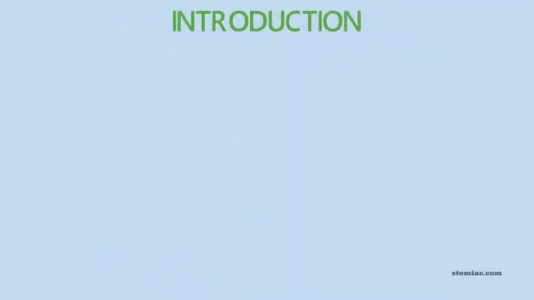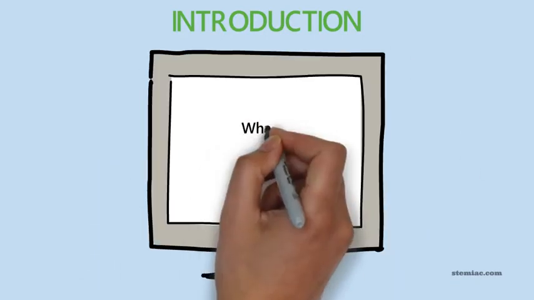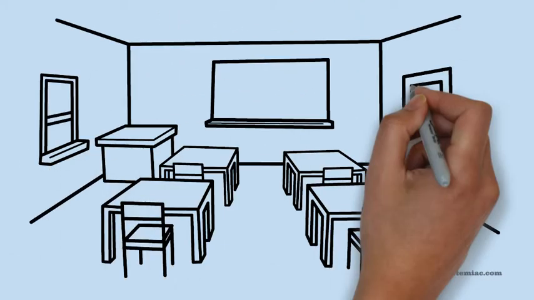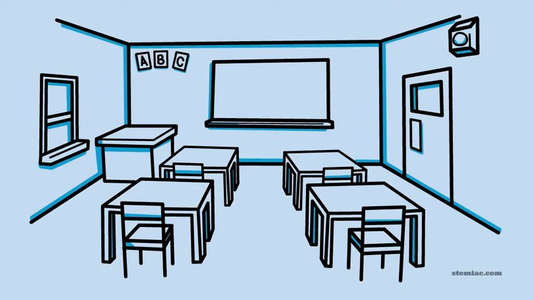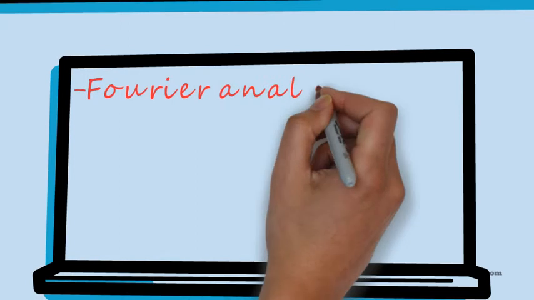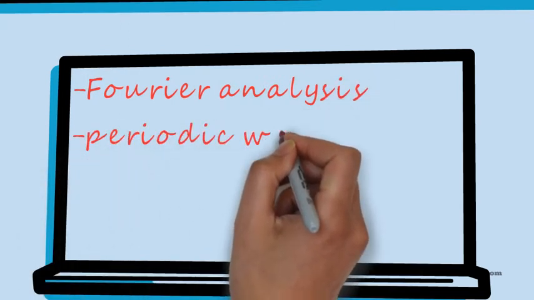The first part will be the introduction. We will start with the introduction to mathematics of quantum computing by explaining what mathematics of quantum computing actually is, tell you few main definitions and present the chapters we are going to cover until the end of the video. So one of the fundamental concepts in mathematics of quantum computing is Fourier analysis. Fourier analysis is a method of defining periodic waveforms.